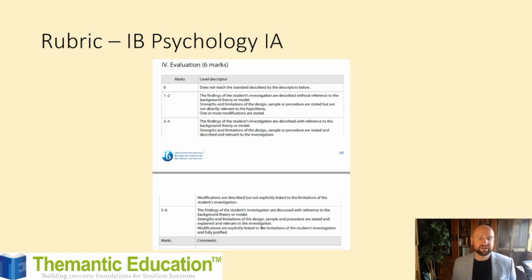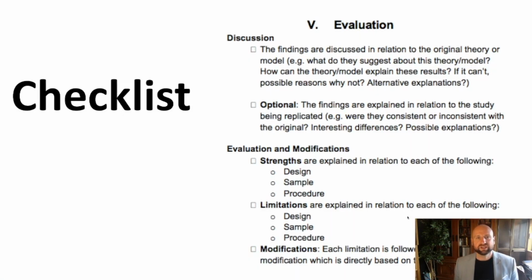Just a point here on limitations: a small sample size is not a valid limitation of the study, so don't even bother wasting the time explaining it. That is because every IB Psychology IA has a small sample size, and so it's not really showing any critical thinking. Here we have that modifications need to be explicitly linked to the limitations. That's why I suggest having the modification directly following the limitation, and you need to fully justify it. It should be easily justifiable if it's explicitly linked to the limitation. So that's the rubric. Again, just use that as your checklist.